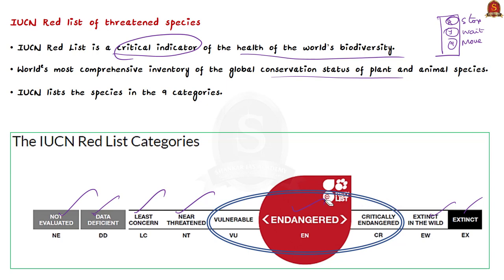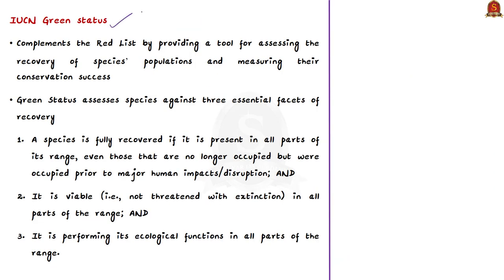See, this is the red list. But recently the IUCN has introduced a new category called the green list. So what is the purpose of the red list? The red list was created to spread awareness about the threats that wildlife faces. Wildlife has various ranges of threats, and to spread awareness about these threats, the IUCN prepares this red list.